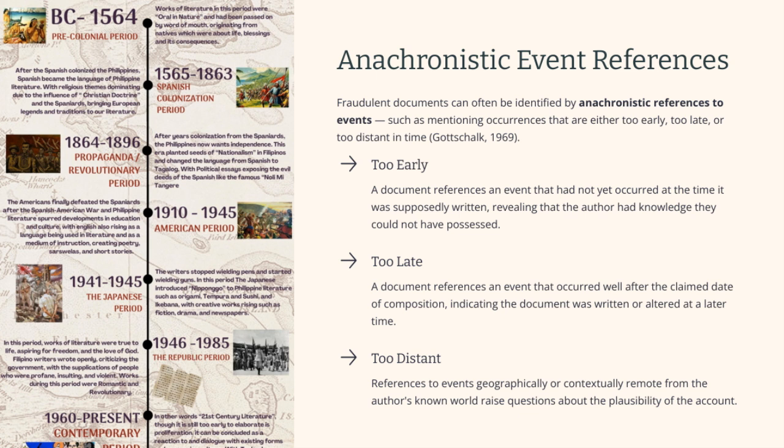Fraudulent documents often reveal these issues through what we call anachronistic references, mentions of events that are either too early, too late, or too distant in time compared to the supposed origin of the document. As Gottschalk pointed out back in 1969, spotting these anachronisms is a key way to identify forgeries. So, in summary, by carefully examining references to distant places or times, we can uncover inconsistencies that help us determine whether a document is genuine or fraudulent. It's all about understanding the timing and context of the references within the overall story.